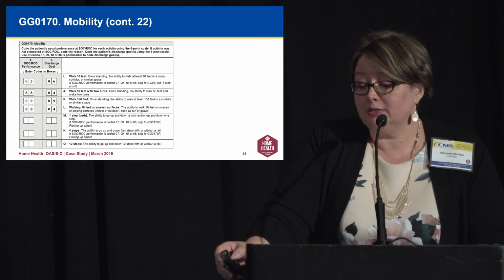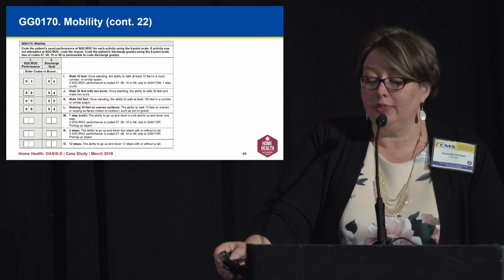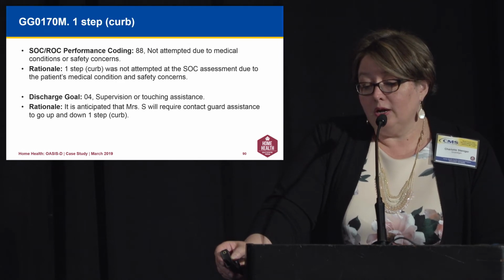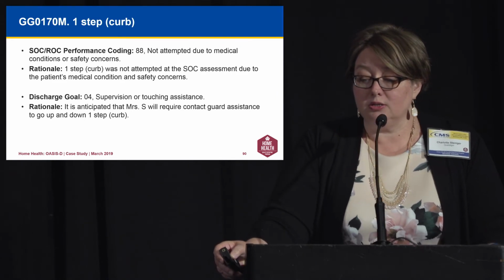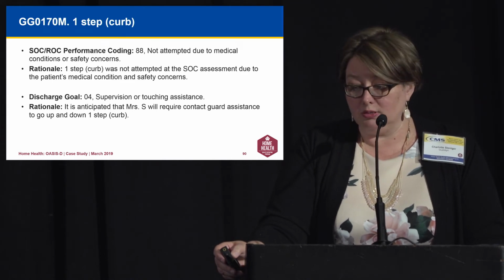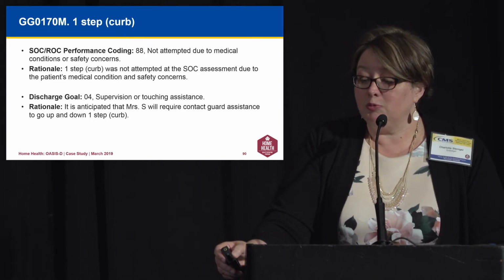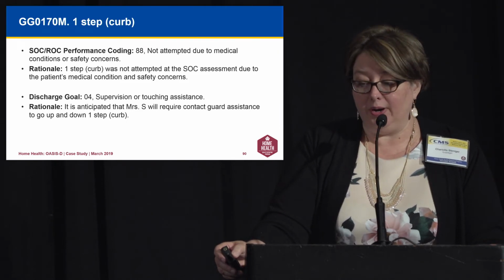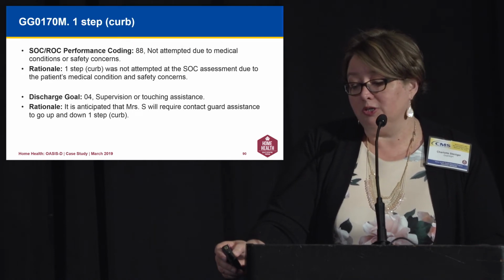Okay, so the next one is the one-step curb that we're going to be looking at, and that coding would be 88 and 04. Again, the start of care, resumption of care performance coding of 88 means not attempted due to medical conditions or safety concerns. It was not attempted at the start of care assessment due to the patient's medical condition and safety concerns. But it is anticipated, and that's the reason we coded 04, that Mrs. S will require contact guard assistance to go up and down a one-step curb. So she's going to require a little bit of that contact guard, which would be 04, supervision or touching assistance.